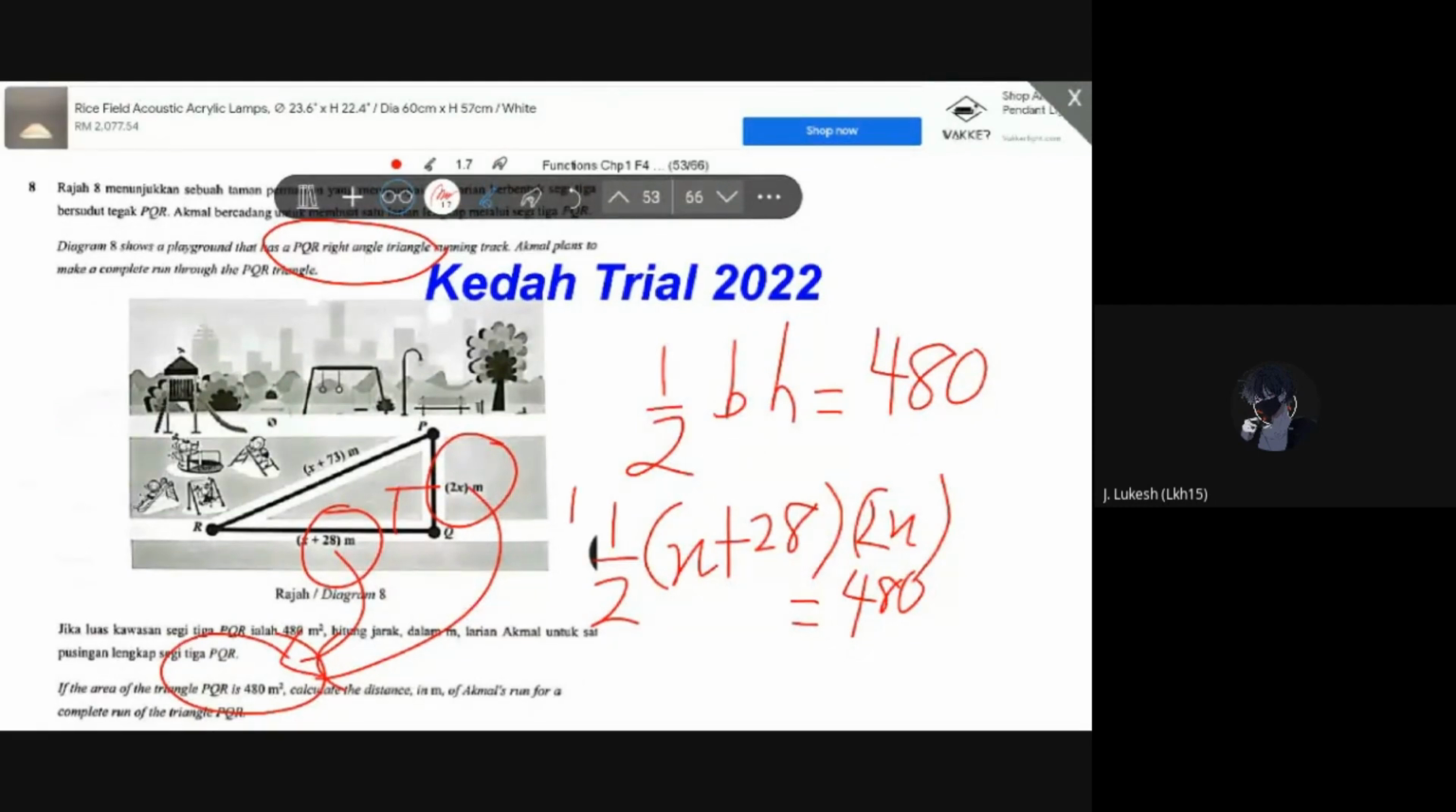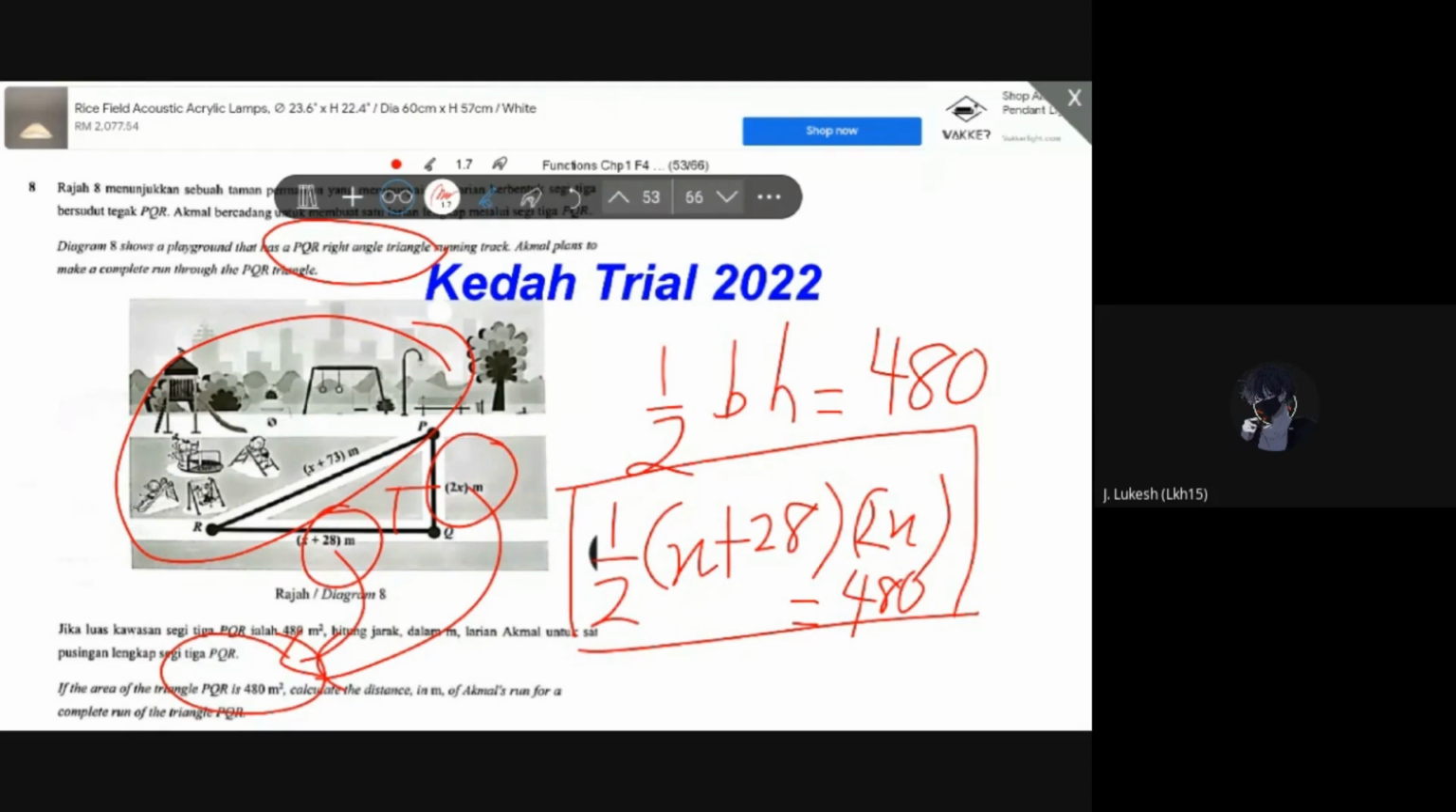Sebab kamu dah bentuk persamaan. So, this type of question we call daily life application. Sebab mereka bagi situasi macam kat playground. They give you a situation and ask you to form this first. Baru kamu boleh guna pengetahuan atau konsep kuadratik kamu. Okay? So, we see first.